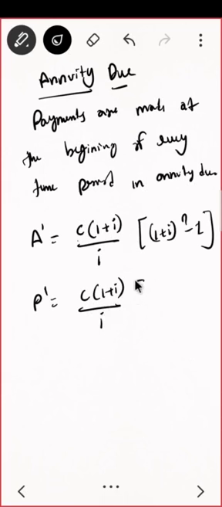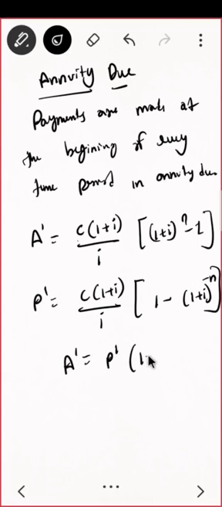First is E dash. I think I wrote the formula earlier: C(1+i)/i times ((1+i)^n minus 1). The change is that in place of C you have to write C into (1+i). Same for P dash: C(1+i)/i, and here it will be 1 minus (1+i) raised to minus n. By relating them, E dash is equal to P dash into (1+i) raised to n. What next?